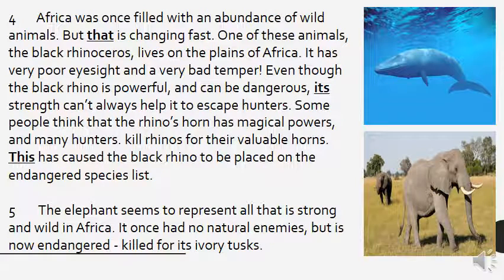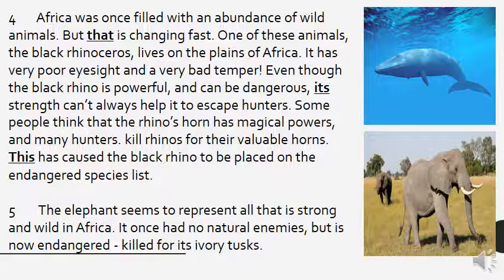Africa was once filled with an abundance, a large amount, a huge amount of wild animals. But that is changing fast. So now everything is becoming different. One of these animals is the black rhinoceros, the one that you saw its picture in the previous slide. It lives on the plains of Africa.